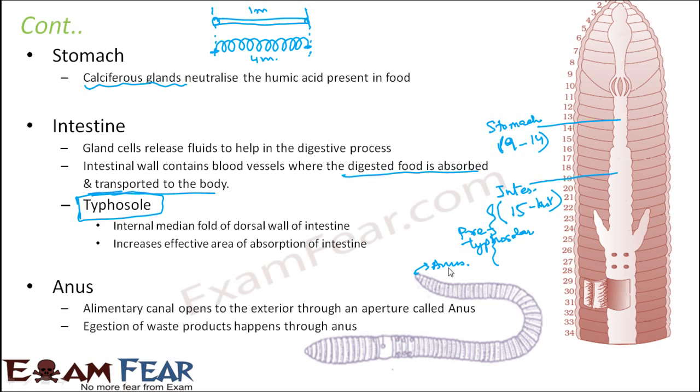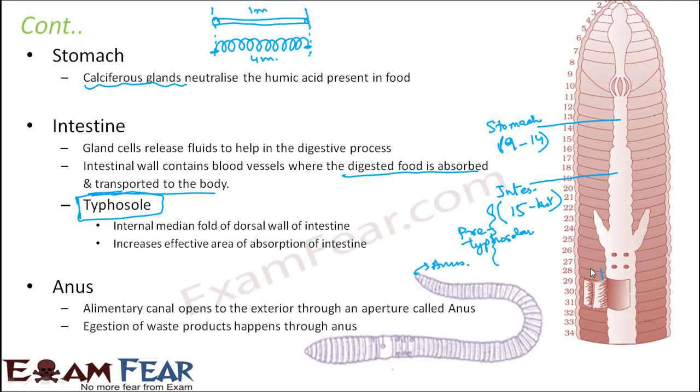Now, if you keep talking about the intestine and if you get into the minute details, you will find that there are many other things in the intestine. Because the intestine is quite long, you can divide it into two parts. Like how in human beings you have small intestine and large intestine. However, you do not have it like that in case of earthworm. In earthworm, you have pre-typhlosolar and typhlosolar part of intestine.